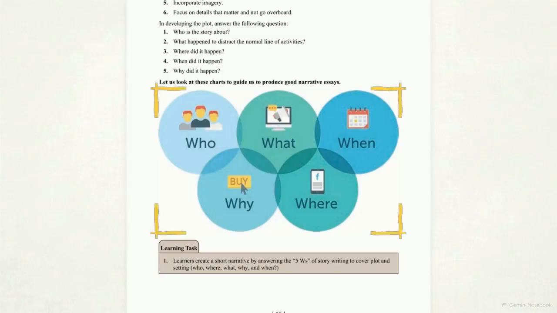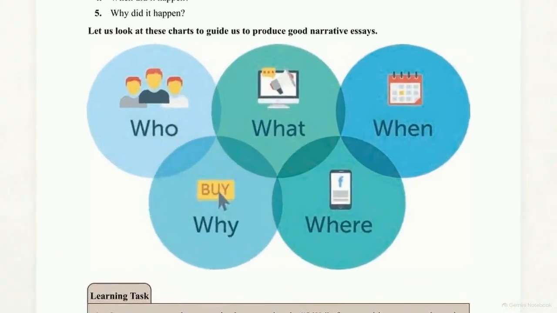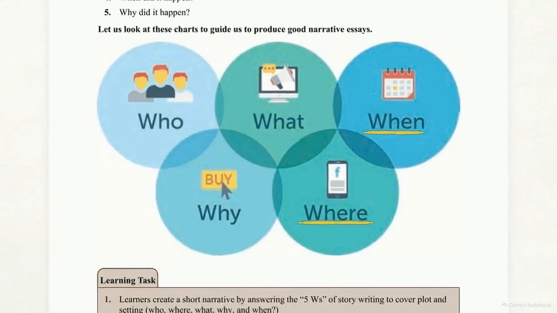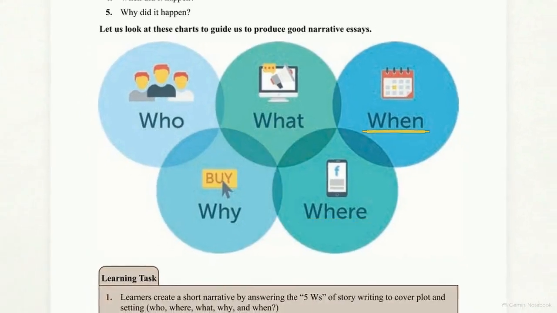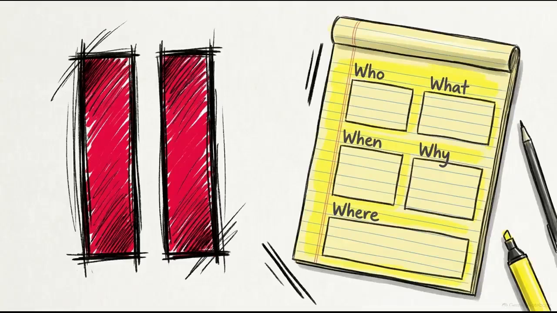This chart shows an interlocking 5-circle framework that you should use to develop your plot during the drafting stage. By answering who, what, when, why, and where, you ensure the narrative has a complete foundation. When answering the where and when to create your setting, avoid abstract locations. Use concrete descriptions, indicate specific moments in time, and incorporate sensory details so the reader can physically anchor themselves in the scene.